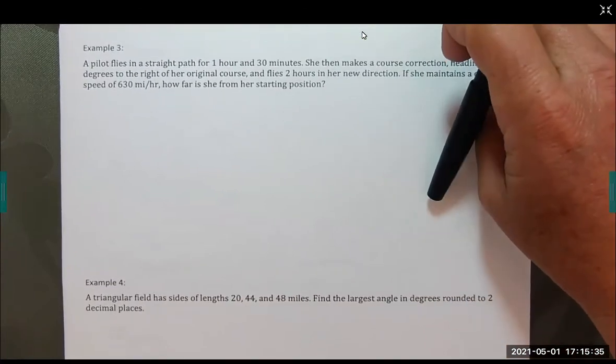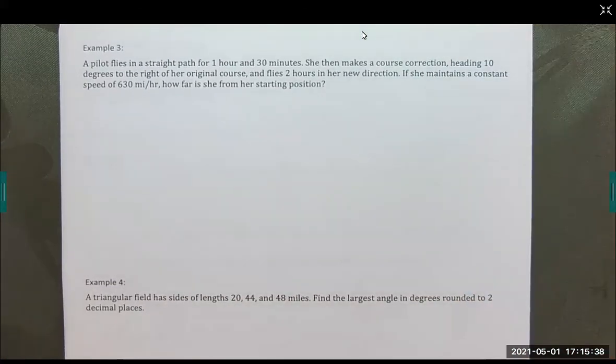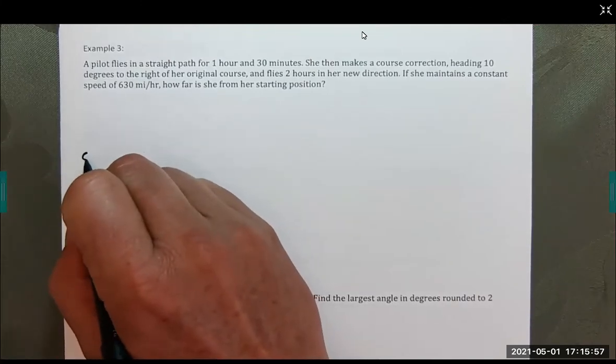Example 3: a pilot flies in a straight path for an hour and 30 minutes. She then makes a course correction heading 10 degrees to the right of her original course and flies 2 hours in her new direction. If she maintains a constant speed of 630 miles per hour, how far is she from her starting point? So this will be her start point.